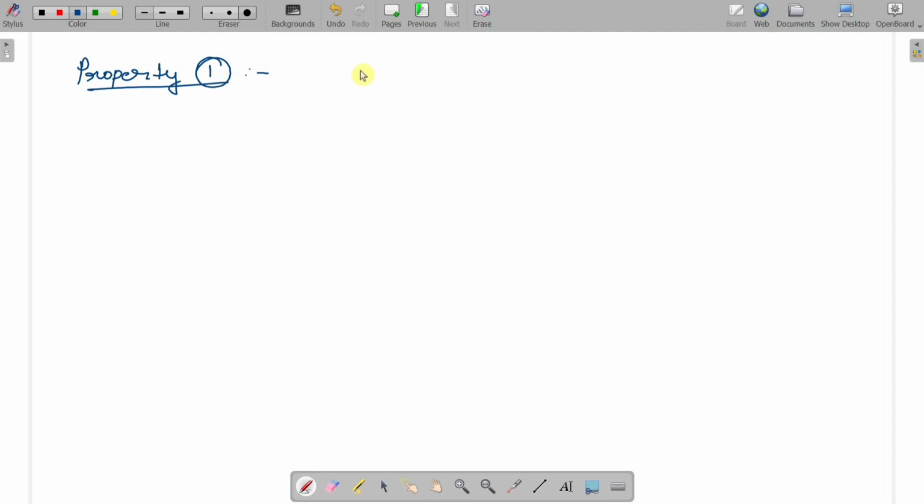So this is the property here. P of the sample space such that F has already occurred is equal to P of F such that F has occurred, which is equal to 1. Okay, so let us look at the proof of this.